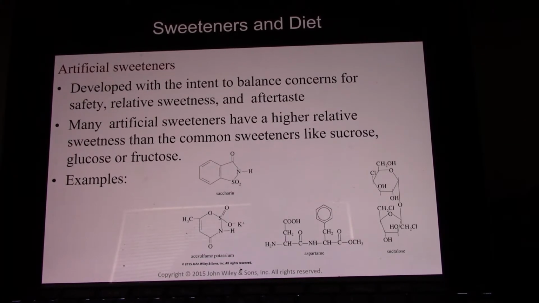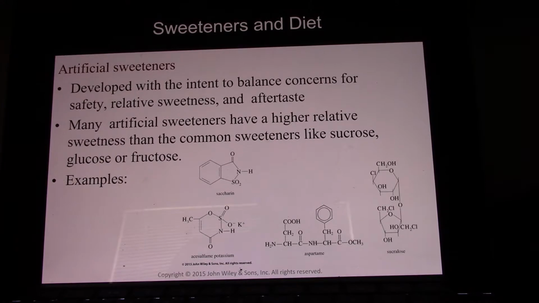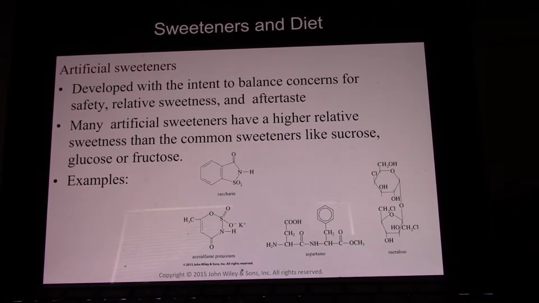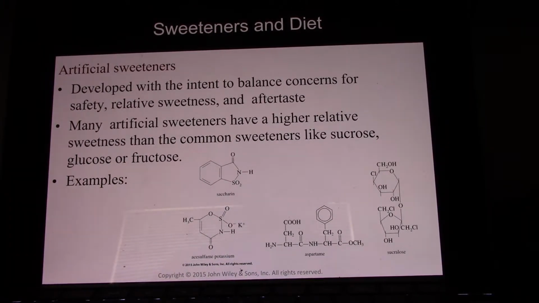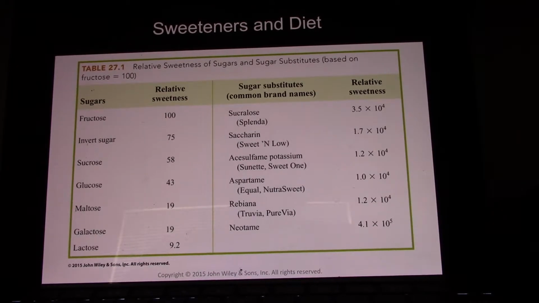Artificial sweeteners were developed with the intent to balance concerns for safety, sweetness, and aftertaste. Basically, people want to drink sweet things, but they don't want the calories from drinking sweet things. And we've developed saccharins, aspartames, and sucraloses. There are pros and cons of that.